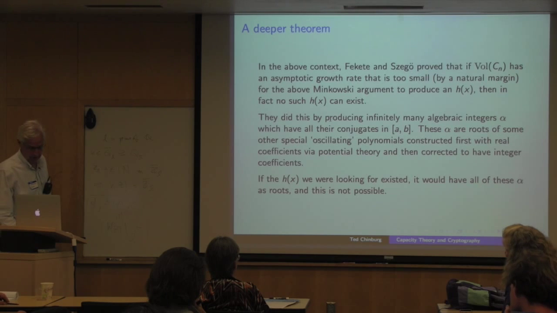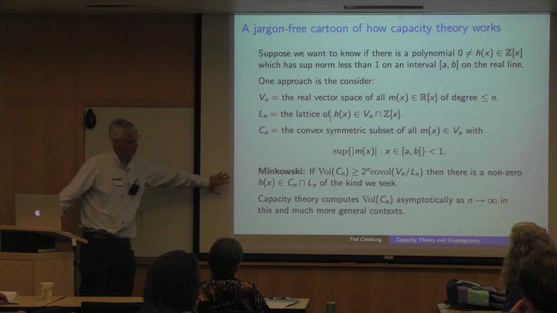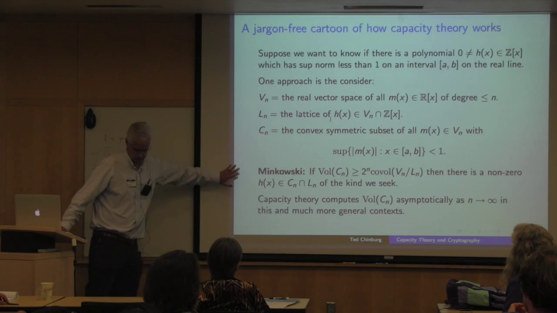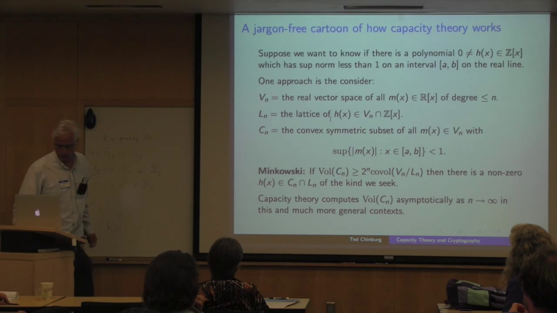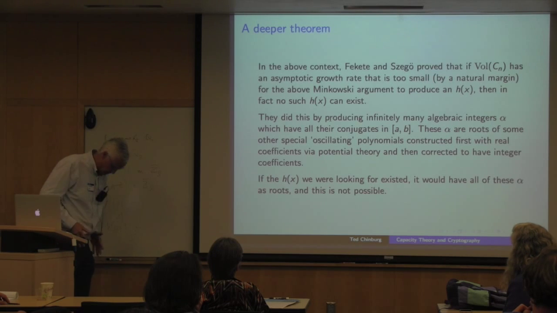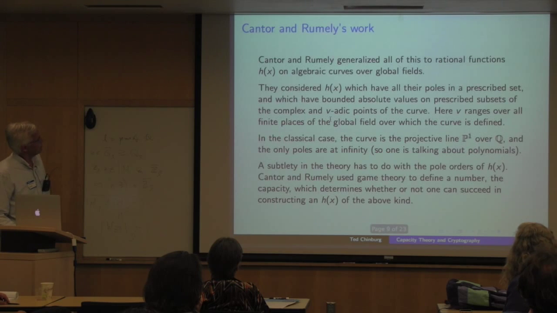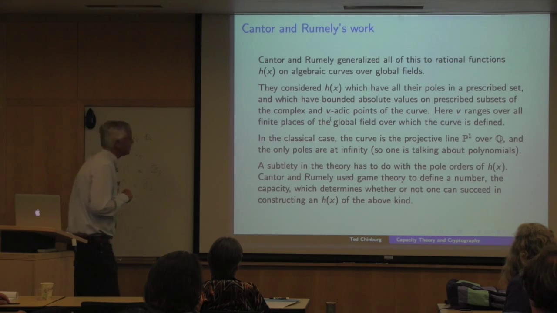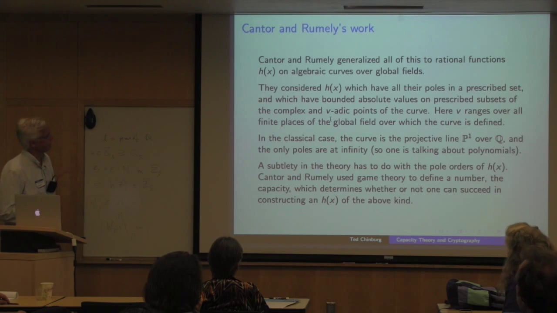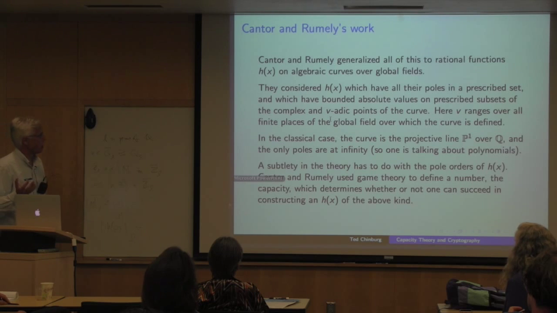So what's the upshot here? This was the cartoon version of why capacity theory works. There's an easy Minkowski type calculation that says you're going to have a rational function of the right type if these volumes grow quickly. And if the volumes don't grow quickly, then you actually have a deeper theorem that says there are no such rational functions. Now Cantor and then later Rumely developed this cartoon to treat rational functions on arbitrary algebraic curves over any global field.